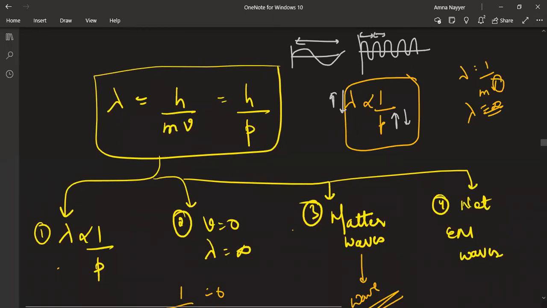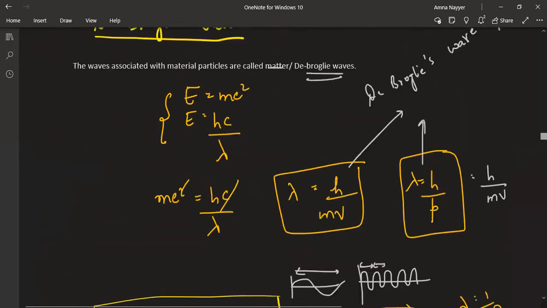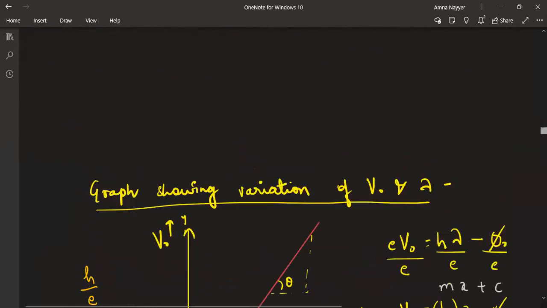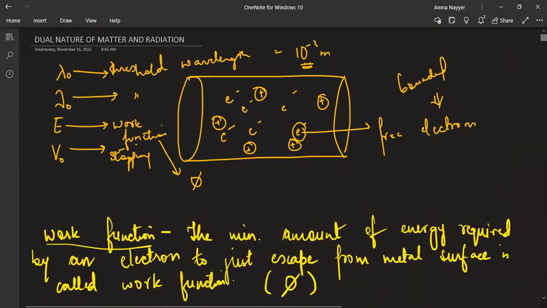So this was about the theory part. Numericals, let's practice with the numericals. If you have any doubts in the theory part, or any portion you want me to repeat, let me know. Any doubts, if you have any query?